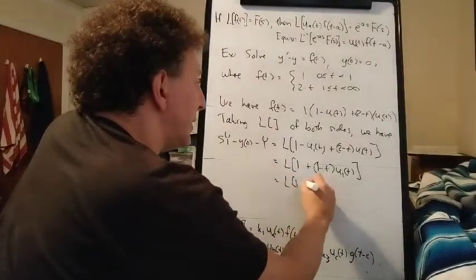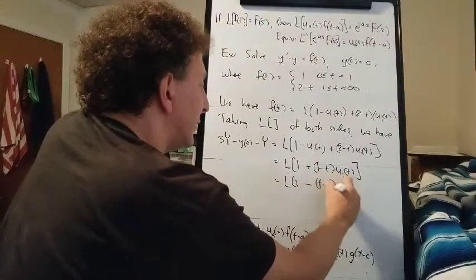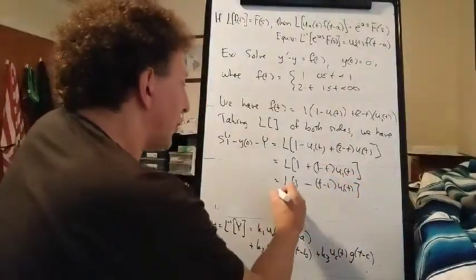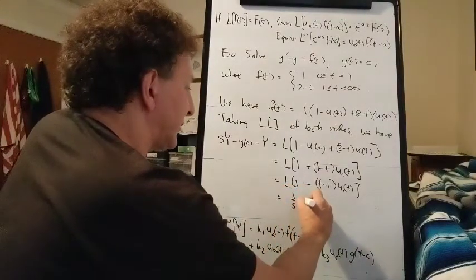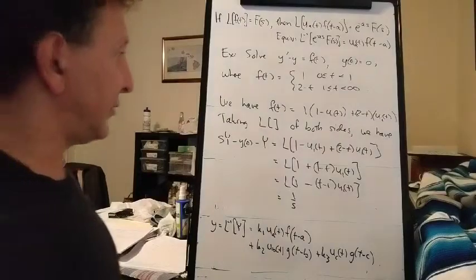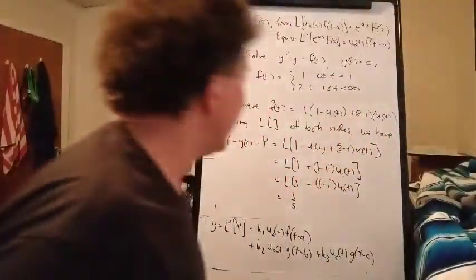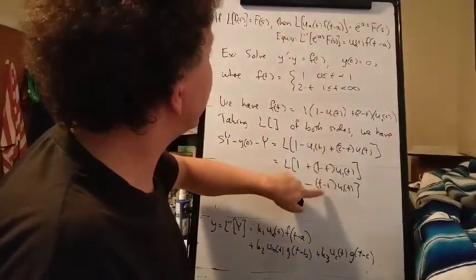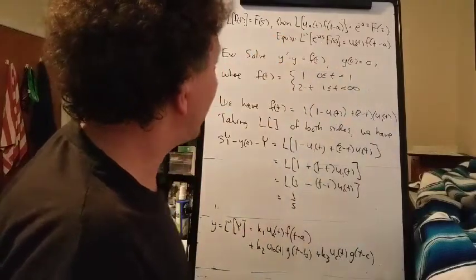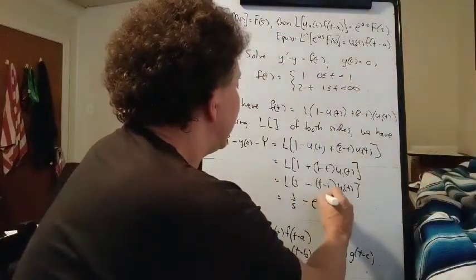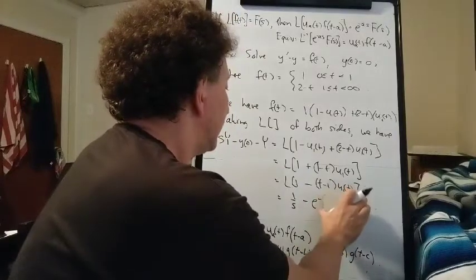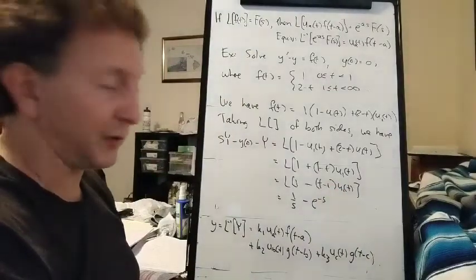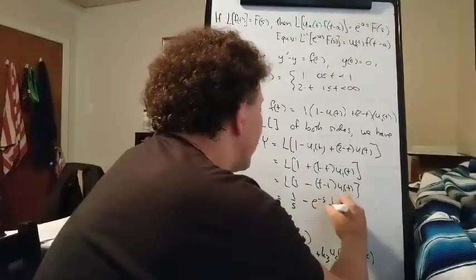Let me write this as 1 minus (t minus 1) u1(t). Now the Laplace transform of 1 is 1 over s, and the Laplace transform of (t minus 1) u1(t) is going to act like a t, and we're going to get e to the minus s times whatever we would get if we took the Laplace transform of t, and that is 1 over s squared.